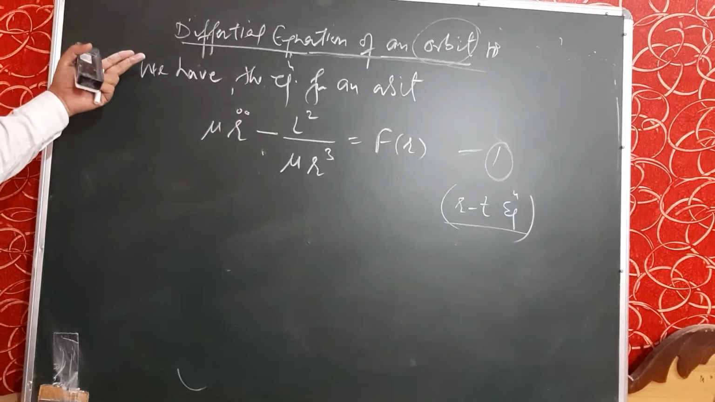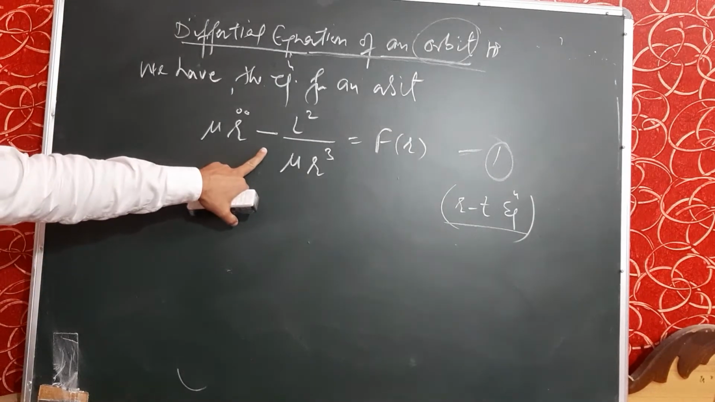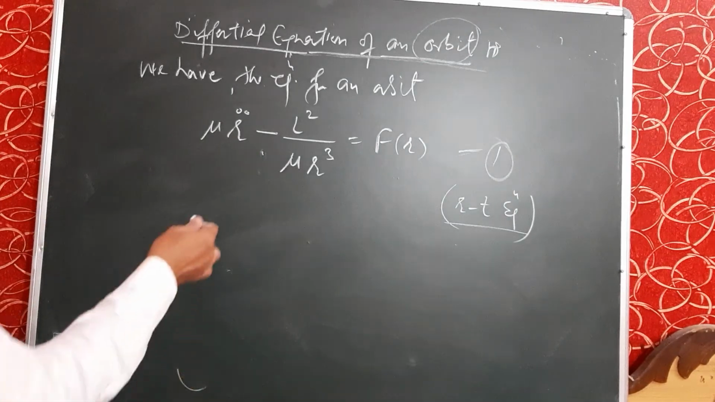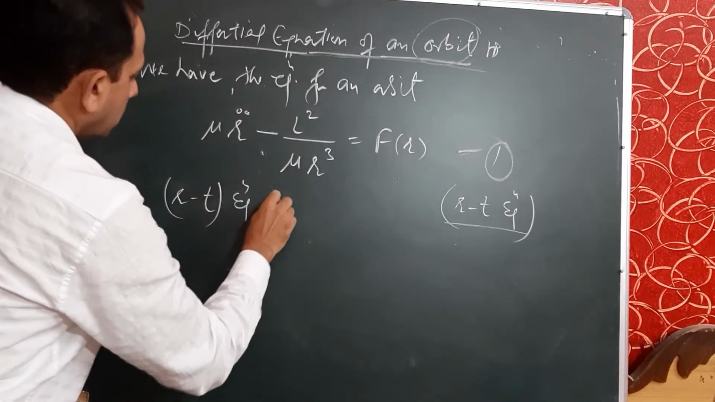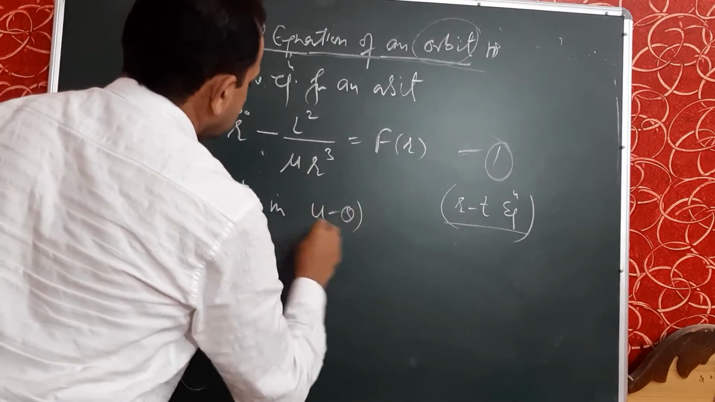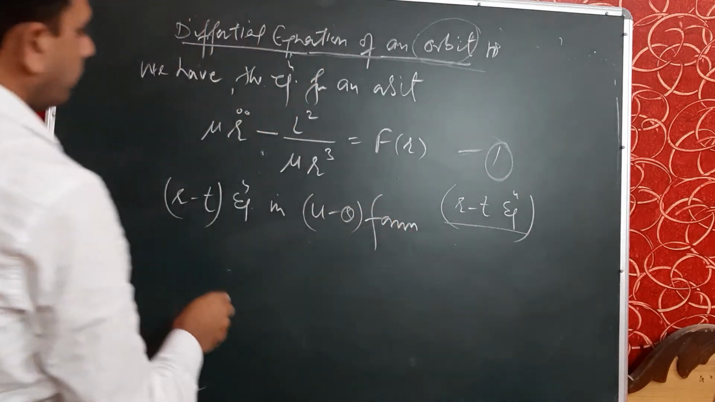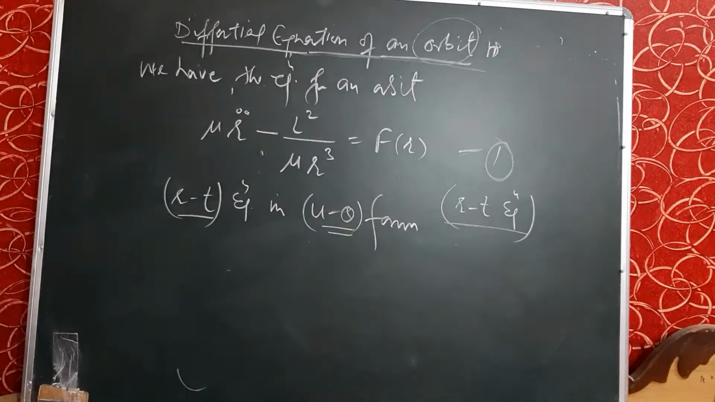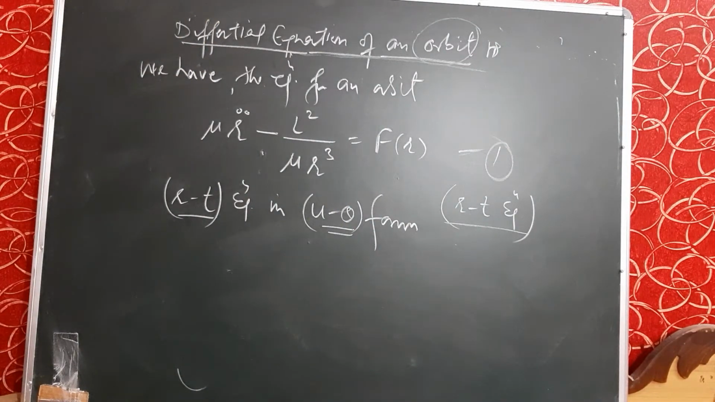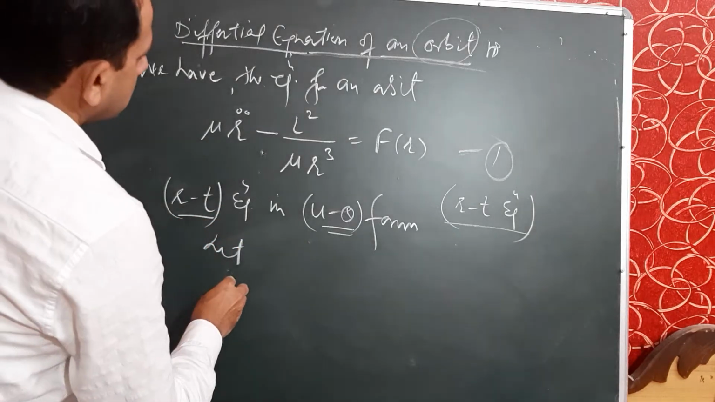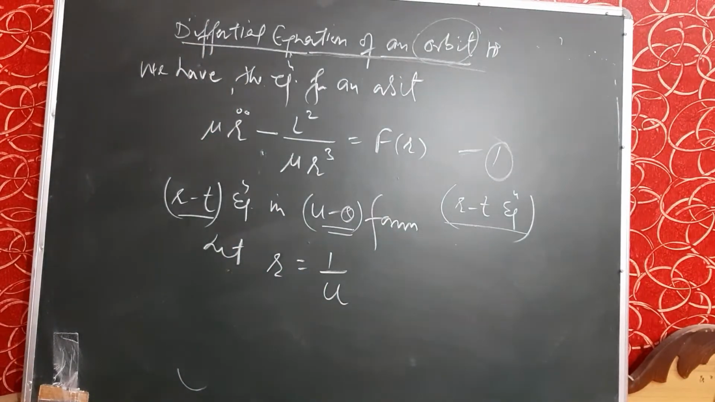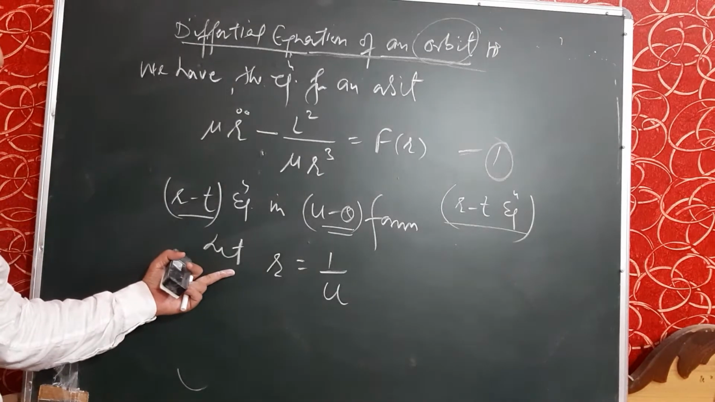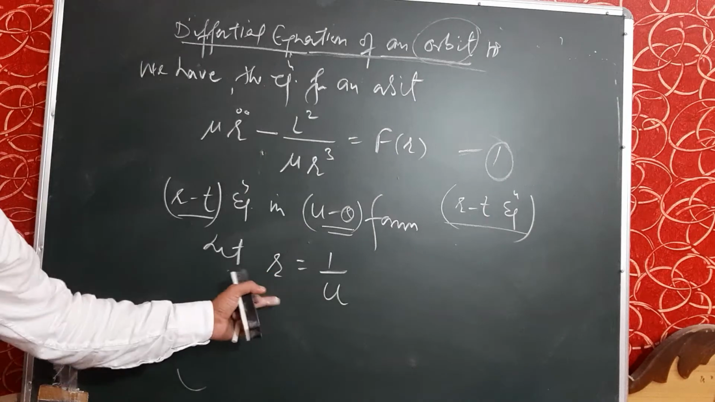But in this article, we will reduce this equation to u theta form. So, we will reduce this RT equation in u theta variables. This is the RT form and we will convert it into u theta form. How can we convert it? Let us assume that r is equal to 1 by u. So, I suppose that r is a function of u, that is r is equal to 1 by u.